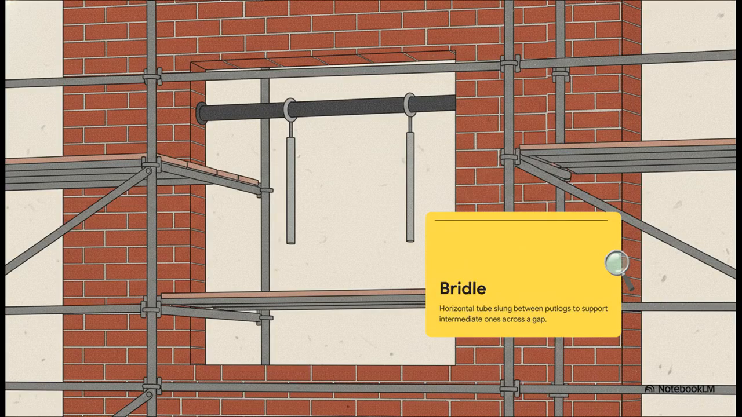But what happens when that skeleton runs into a massive gap in the building, like, say, a huge window opening? You obviously can't just stick a support tube into thin air. Enter the bridle. A bridle is a horizontal tube expertly slung between two existing put logs on either side of the gap. It basically creates a structural bridge, which allows you to support intermediate put logs right across the middle of that window opening. This maintains the platform's integrity in spots where wall support is just completely impossible.